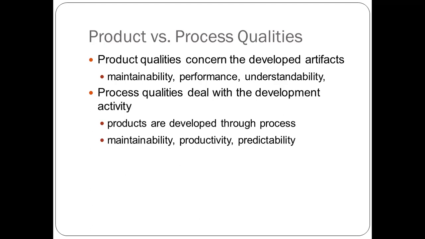Similarly, process quality deals with the development activity. So if we consider the factor of the process qualities, then this will come under the category of the development. Under the development activity, we will deal with the process qualities. And what are those different qualities? Products are developed through process. So here we will use a particular process for the development of the products. Other factors here we can see are maintainability, productivity, and predictability.